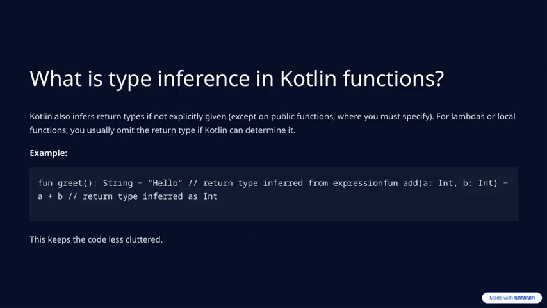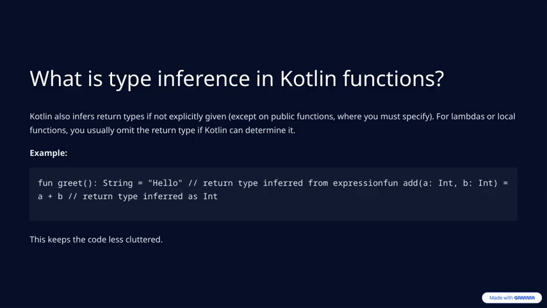So let's talk about what type inference means in Kotlin functions. Kotlin has this really handy feature where it can figure out the return type of a function if you don't specify it explicitly. This makes your code cleaner and less cluttered. However, there's an exception when it comes to public functions. You do need to specify the return type there. For lambdas or local functions, Kotlin is usually smart enough to determine the return type on its own, so you can often omit it entirely.